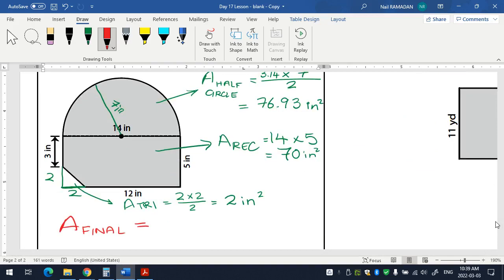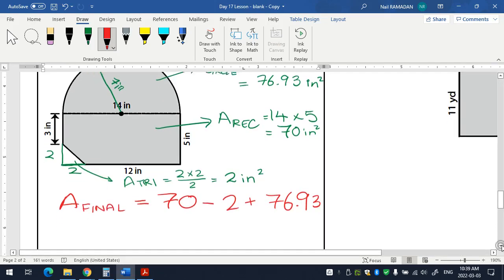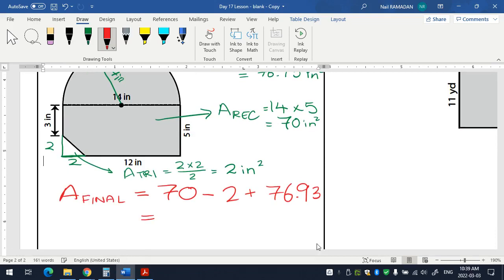Okay. Everyone, rectangle first, so 70 minus what? 2 plus what? You got it. Equals whatever in inches squared. How much?